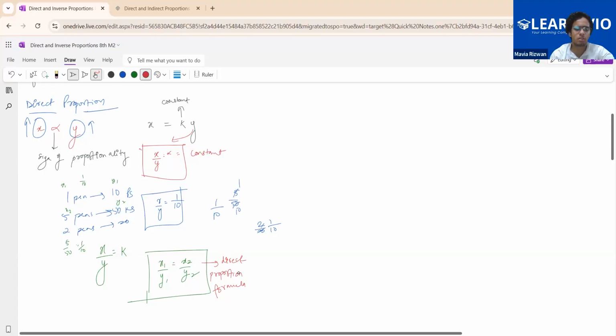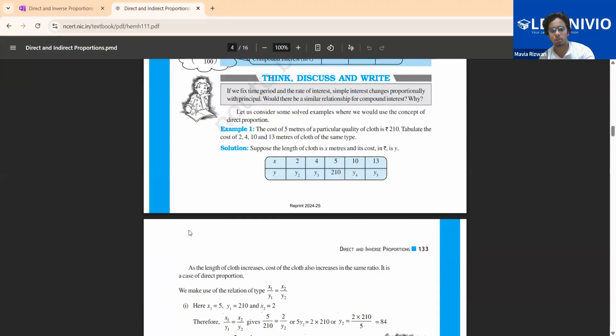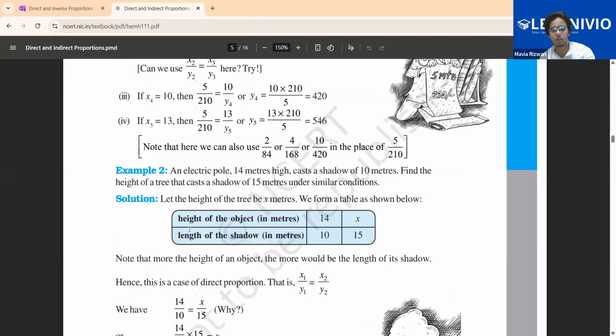Are you good on writing this, guys? Yes, sir. Priyanka, are you done as well? Yes, sir. Right. Moving on to a question, example 2. Example 1 we'll do later.